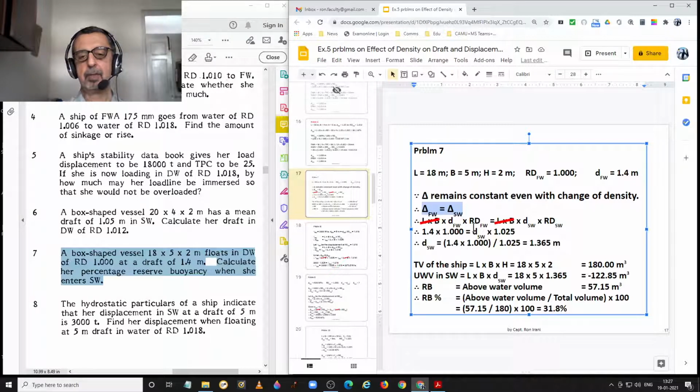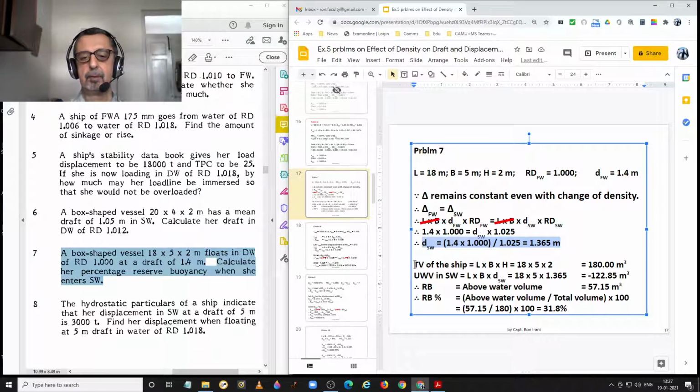When we put in all the values and we bring the draft in salt water to the left hand side, we get draft in salt water equal to 1.4 multiplied by relative density of fresh water, that is 1, divided by relative density of salt water 1.025 equal to 1.365 meters.